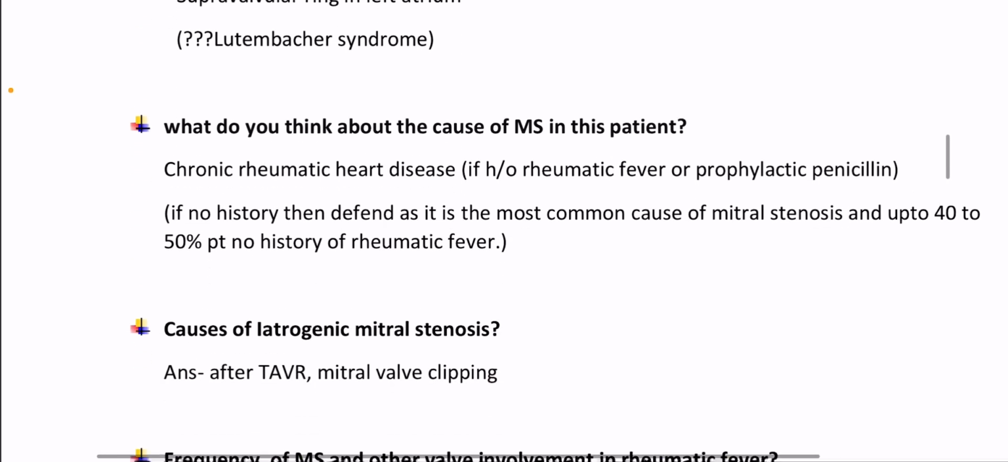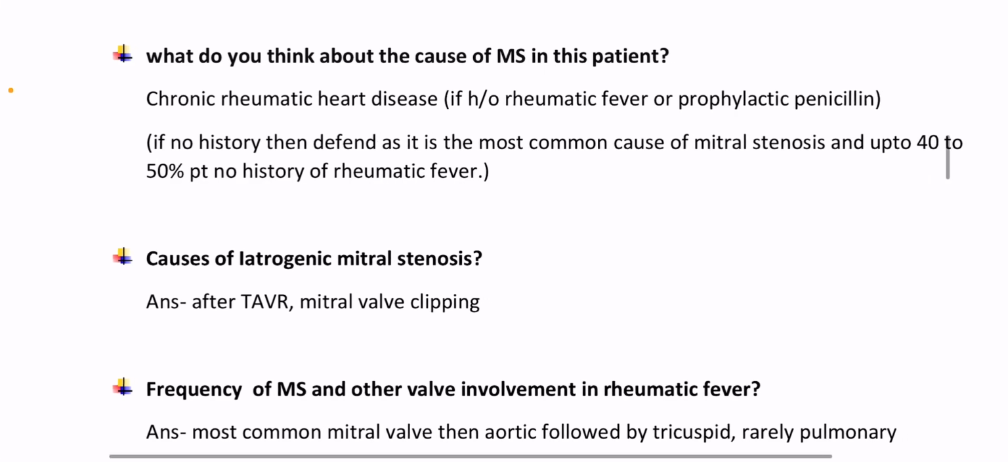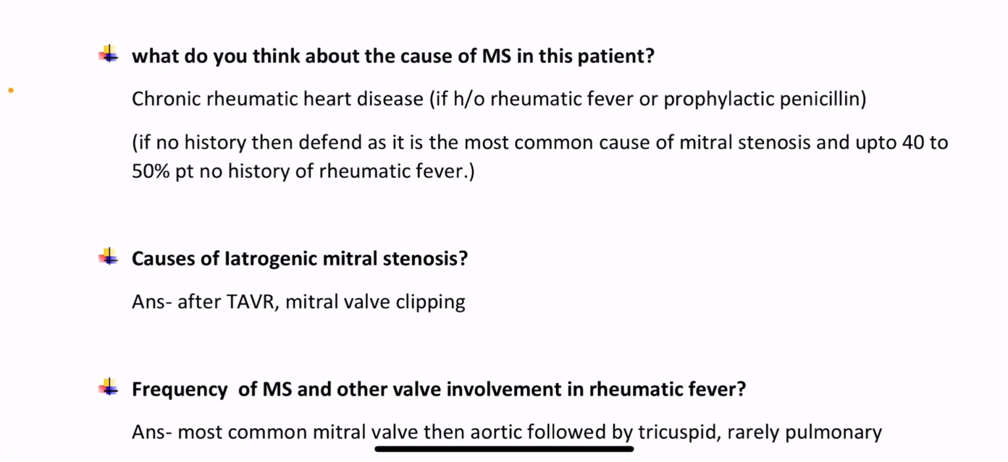What do you think about the causes of mitral stenosis in this patient? Chronic rheumatic heart disease, if there is a history of rheumatic fever or prophylactic penicillin use. If no history, then it is still defined as rheumatic, as it is the most common cause of mitral stenosis, and up to 40 to 50% of patients have no history of rheumatic fever. Causes of iatrogenic mitral stenosis: after TAVR, mitral valve clipping.